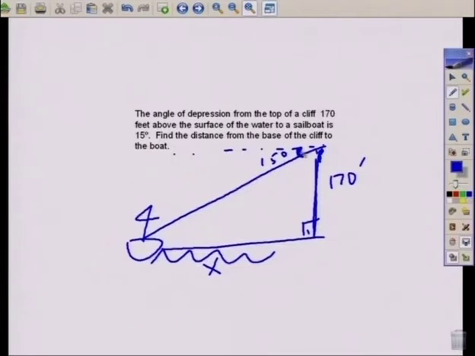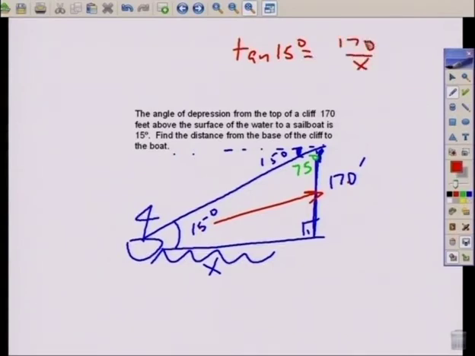So my angle of depression here is 15. That means this angle here is also 15 degrees. If we wanted to, we could also look at it from the perspective of this angle right here, which is going to be 75 degrees. 15 and 75 are complementary angles. So we can set up an equation that relates the 15-degree angle with the side opposite that angle, and we want to know the side that is adjacent to that angle. That sounds like a problem for tangent. So tangent of 15 degrees is equal to 170 over x.